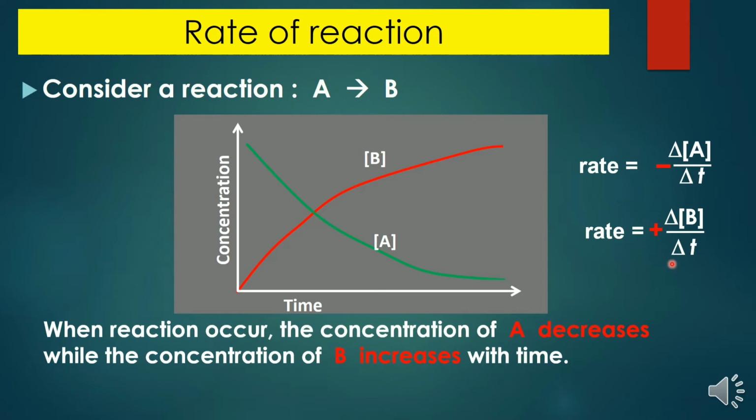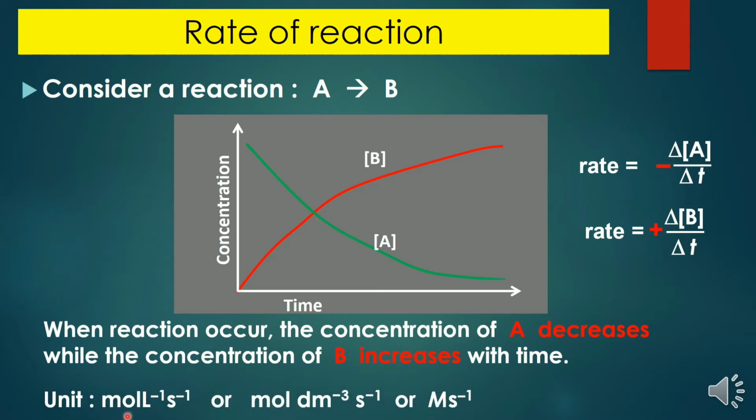And how about the unit? The unit will be the unit of concentration over time. The unit of concentration can be in mole per volume. So the unit is mole per liter per second, or mole per dm cubed per second, or we can also use the capital M to represent the concentration. So capital M per second.